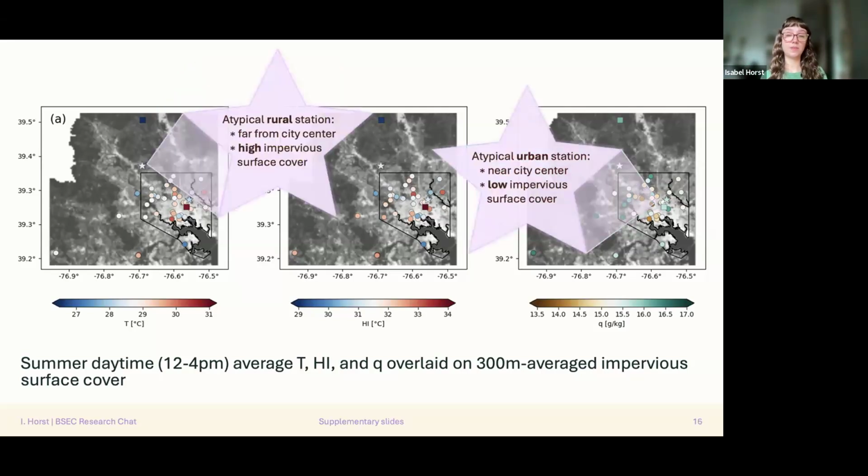But then I've also chosen an atypical pair where one station is far from the city center, so we might want to call it rural, but it actually has a very high impervious surface cover. For anybody familiar with the weather stations, this one is the one at Beth DeFilo School, and then my atypical urban station is the one near the Courage site in Clifton Park. This is my atypical urban station because it's quite near the city center. It's very close to the Midtown East station. That's my typical urban station. But because it's in the middle of a park, it has very low impervious surface cover. And so pay attention to those squares and stars as I move forward.